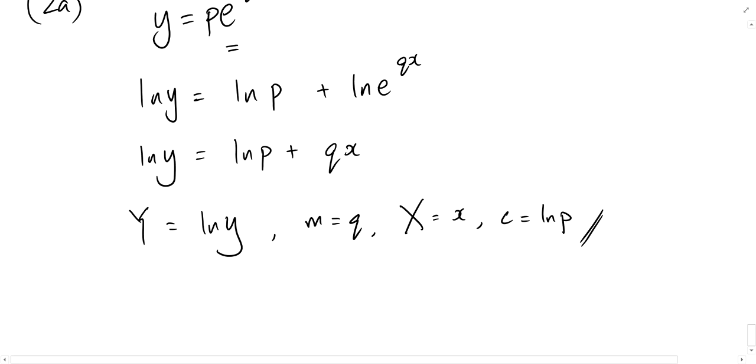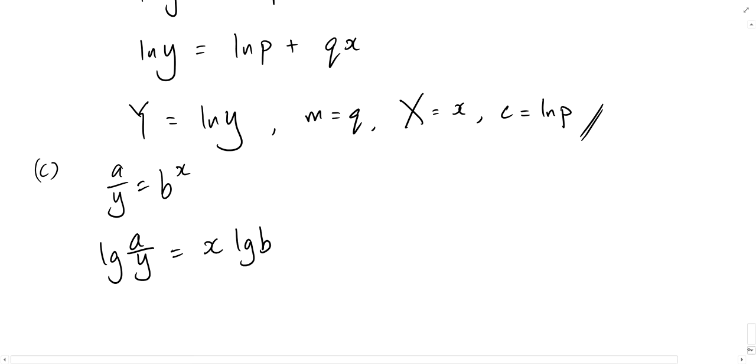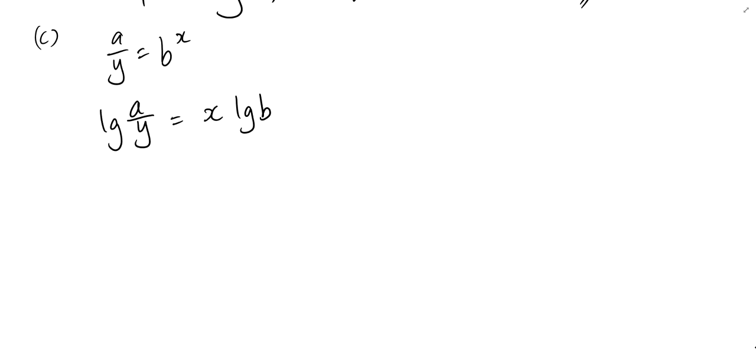Okay, now practice now 2. Anybody needs help for part C? Okay, so a over y equals to b power x. Again, I've got power. So what shall we do for both sides? Take log. So log a over y equals to x log b. What next? Log a minus log y equals to x log b.